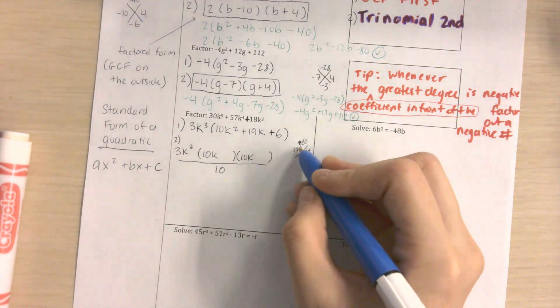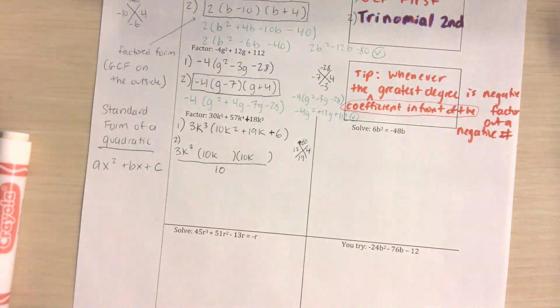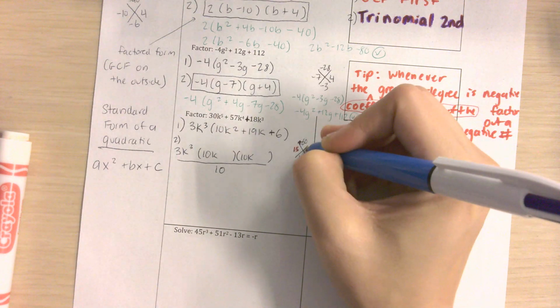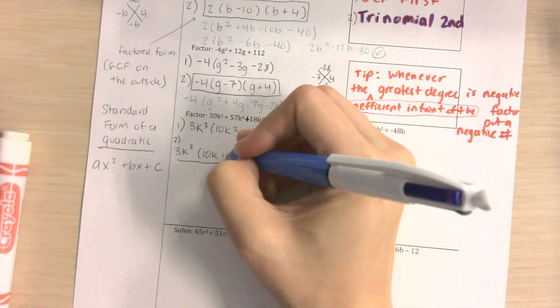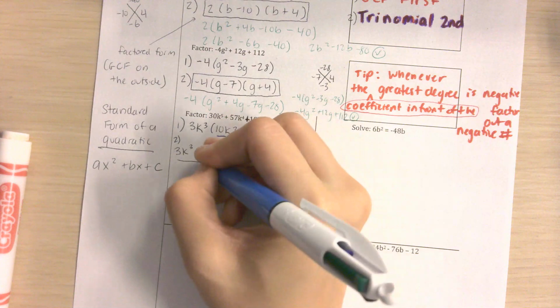And then we take our two factors, our 15 and a 4, so plus 15 and plus 4. Right? And our 10 comes from here, the 10.